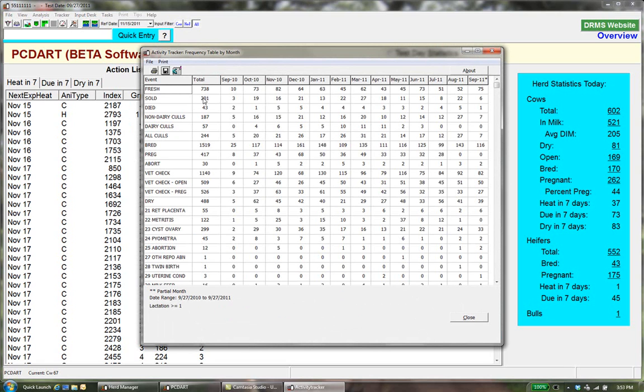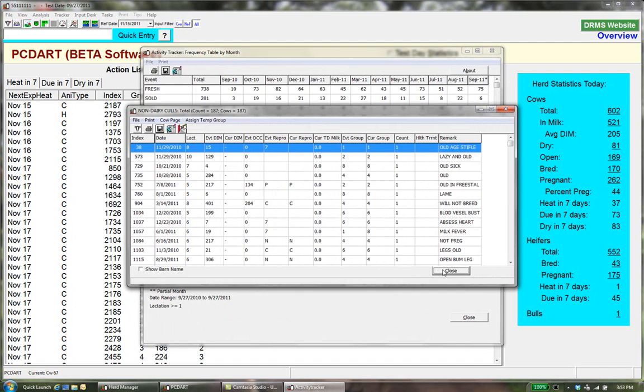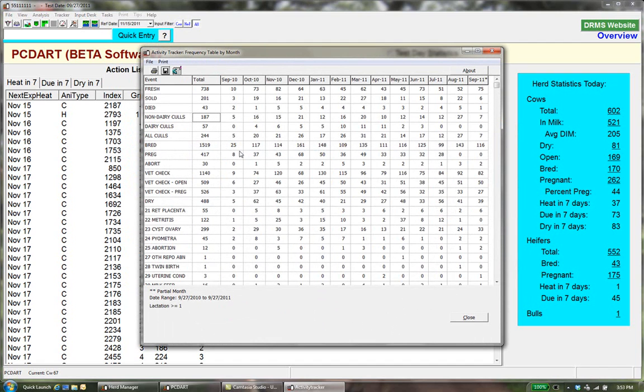So from this table, other tutorials go through how we can look at cow lists by clicking on a cell here and generating cow lists and exactly what the table means. This tutorial is going to look at histograms. So any cell within Activity Tracker, we can generate a histogram of the counts within that cell. A histogram is very simply a graphical count. We'll see here in a minute what that looks like.